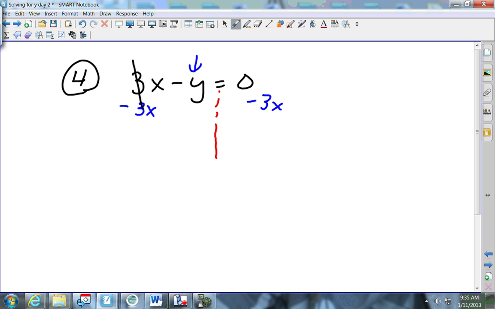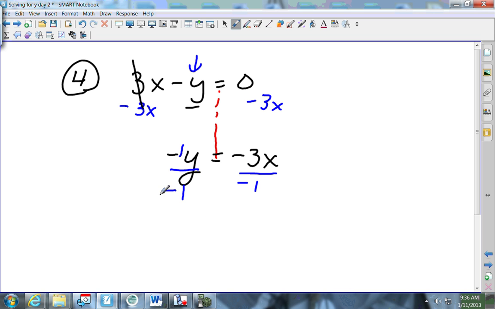Now, one of the biggest mistakes I see is that, see how this says negative y? People forget and they just put a y down here. Don't forget to bring down the negative. And then the 0 drops off, and so I get negative 3x. Now, this is the same as saying negative 1 y. So I would divide each side by negative 1.